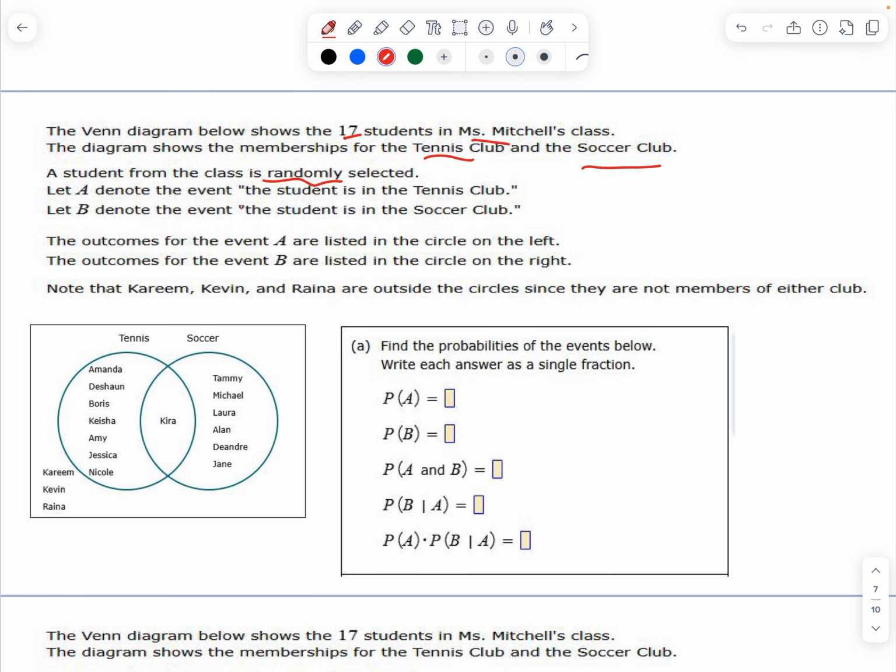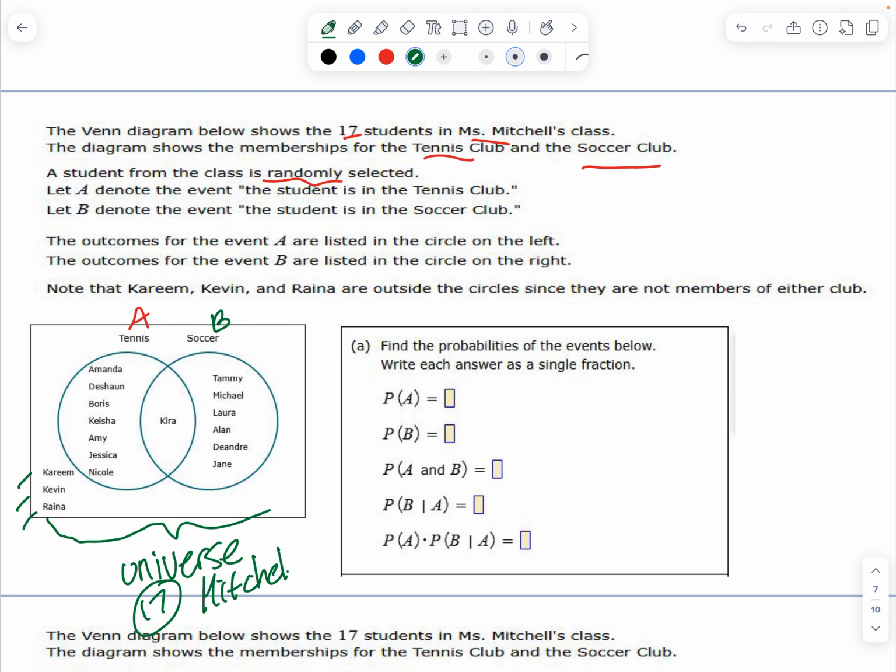Let A denote the event the student's in the tennis club. Okay, we'll call this event A. And let B denote the event the student is in the soccer club. The outcomes for the event A are listed in the circle on the left. The outcomes for event B are listed in the circle on the right. Note that Kareem, Kevin, and Raina are outside the circles since they are not members of either tennis or soccer club. Okay, so we know that this entire rectangle or this box here is called a universe. And the universe happens to be the 17 students in Mitchell's class.